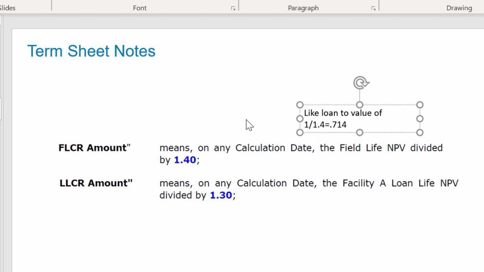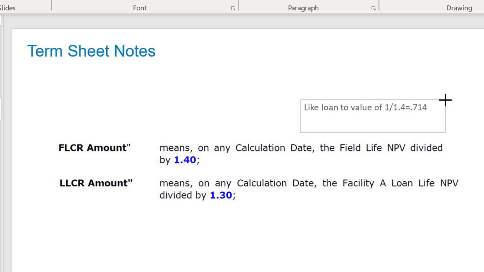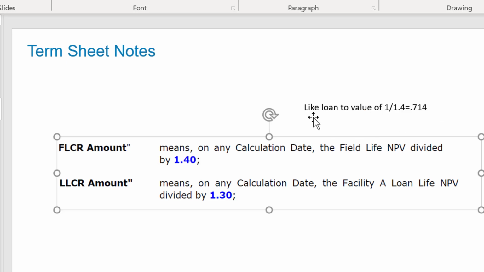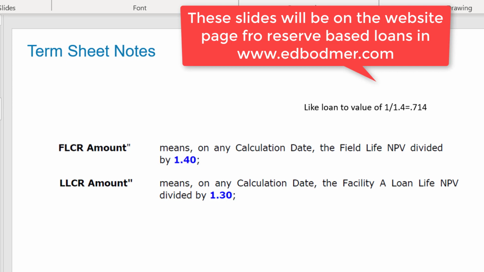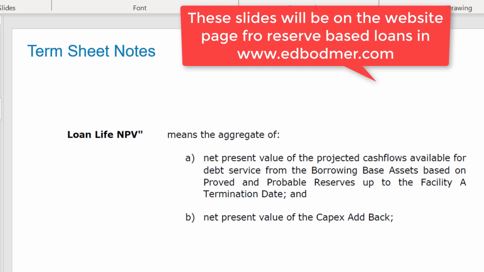So what they're basically doing, you could now make it analogous to real estate. It's like a loan to value. The amount of the loan is 0.714 of the NPV, and the NPV has all these assumptions in it. Okay, and so now let's work through this and show you how it all works in a financial model.